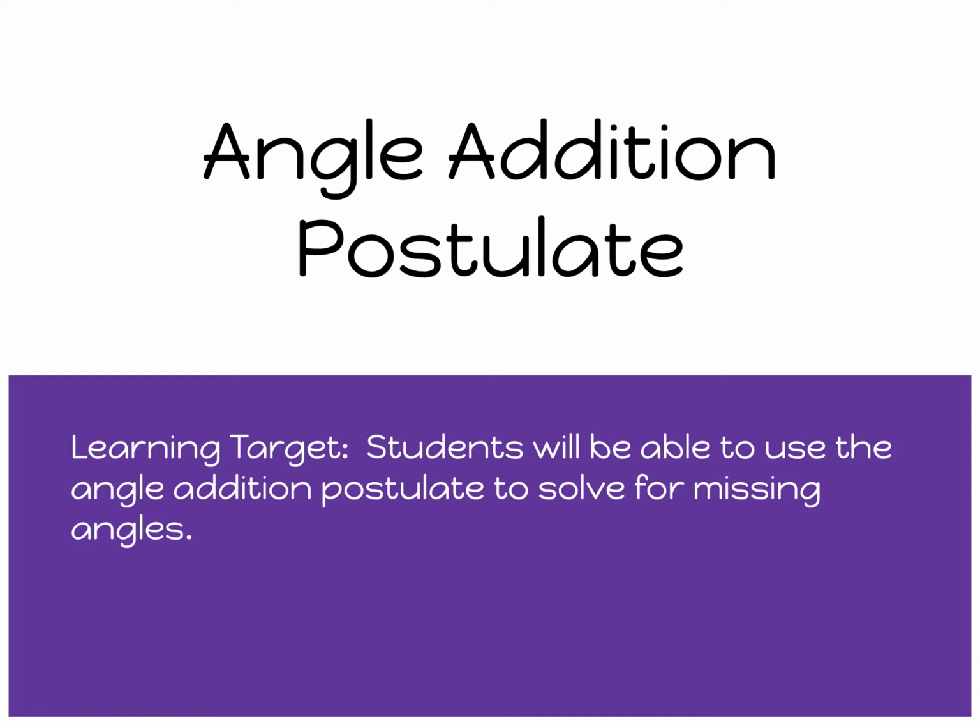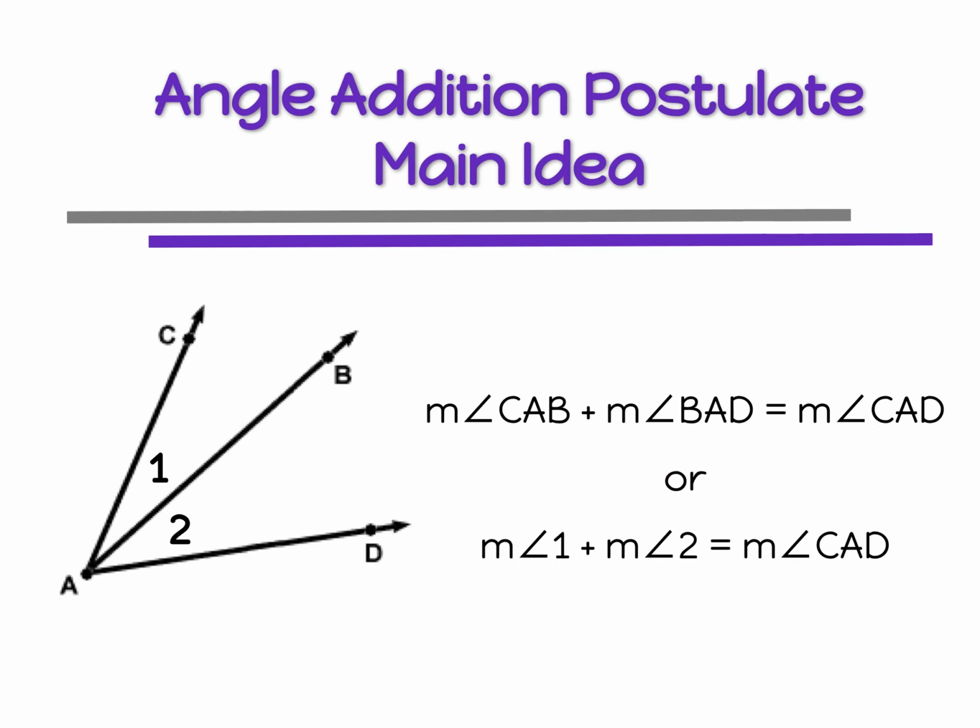Today we're going to be looking at the angle addition postulate. Here's the big idea of the angle addition postulate. It says that we can take angle CAB plus BAD, and that'll equal the whole large angle CAD. So like what we were talking about in class the other day with segment addition, we're doing with angle addition. So the little angle plus the little angle will equal the big angle.